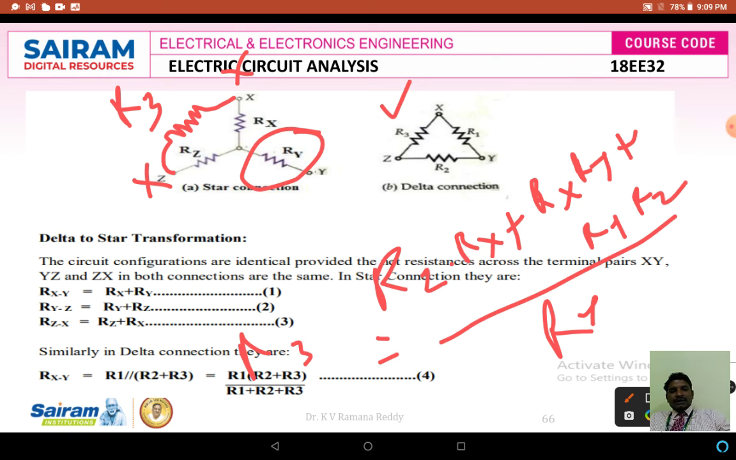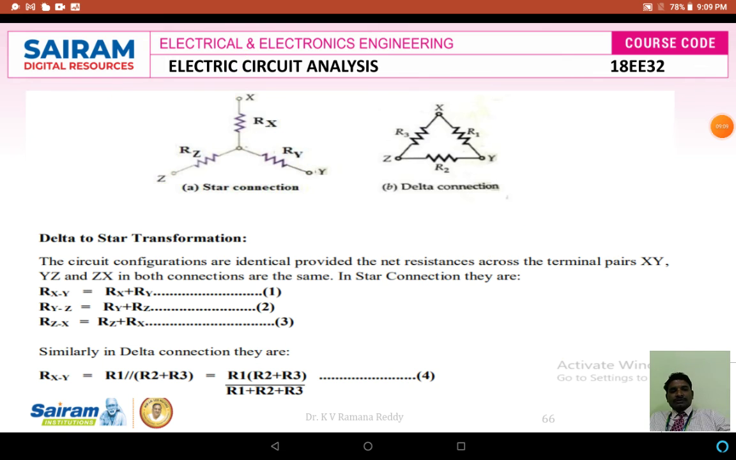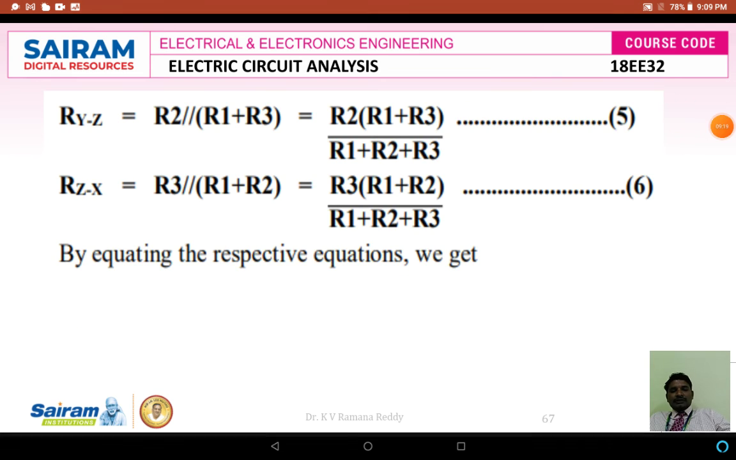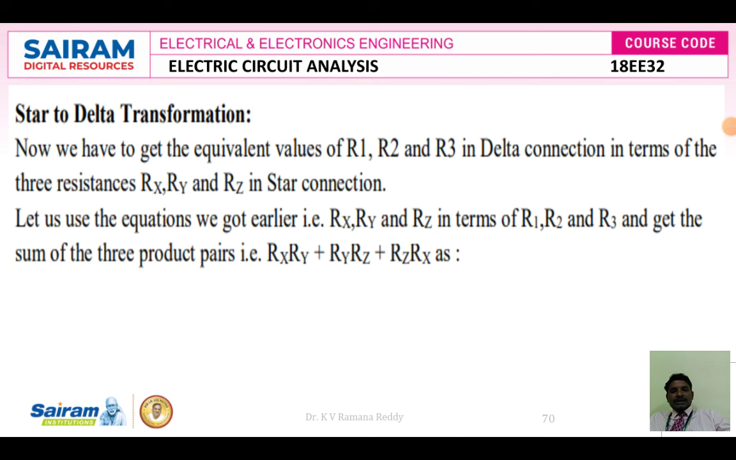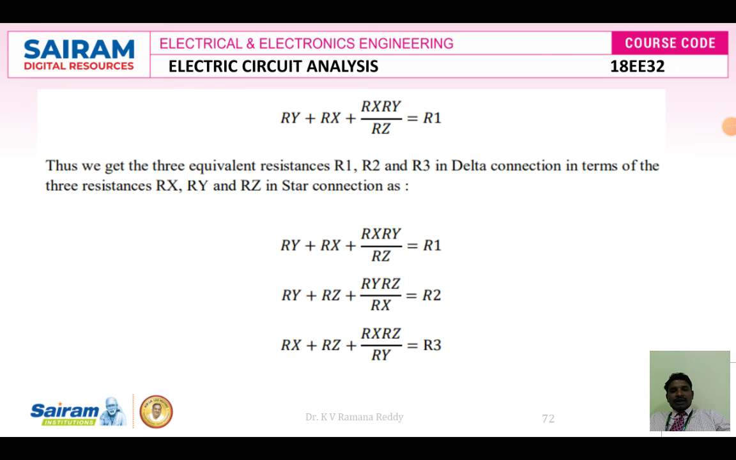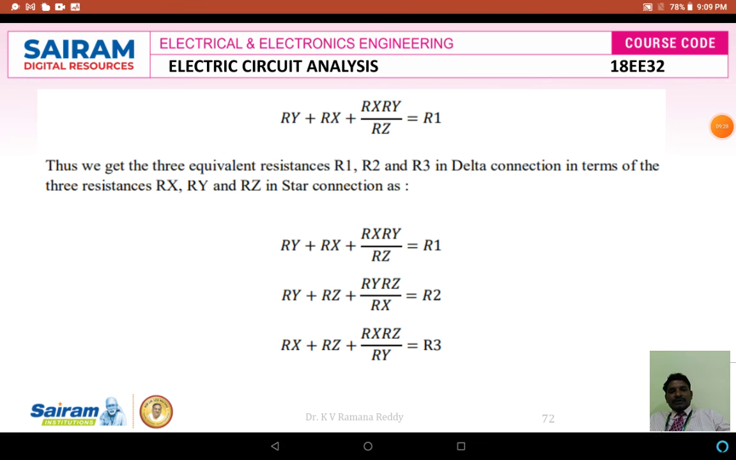So this is how we can simply convert a star network into a delta network, and it's vice versa. By this we simplify the difficulty in problems where one network is connected in star and one network is connected in delta. If I want to simplify, a star connected again to a star is easy.